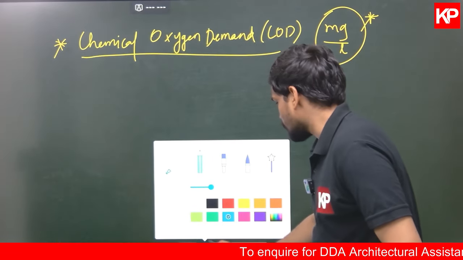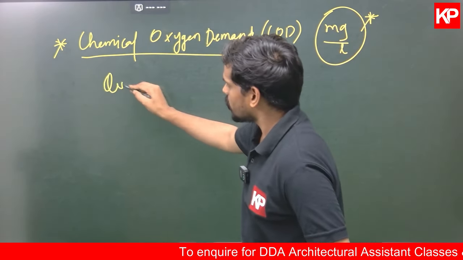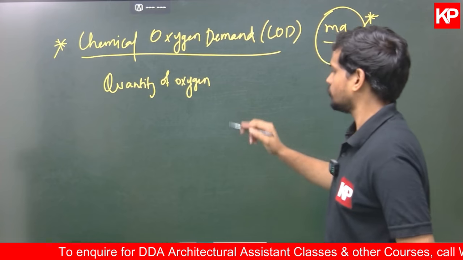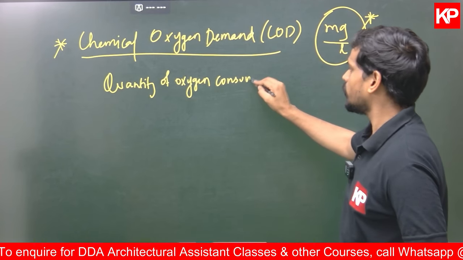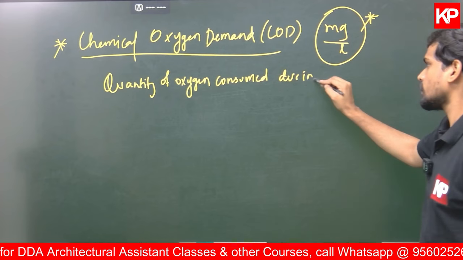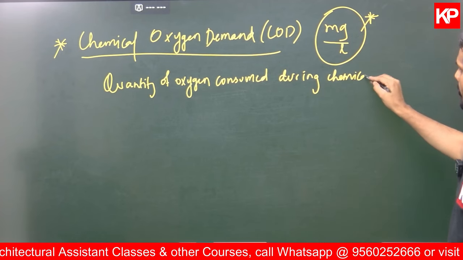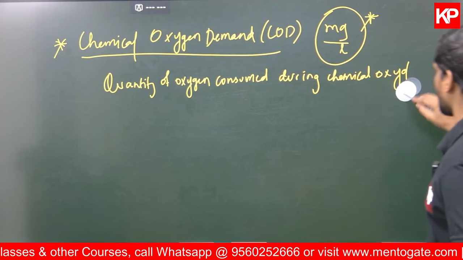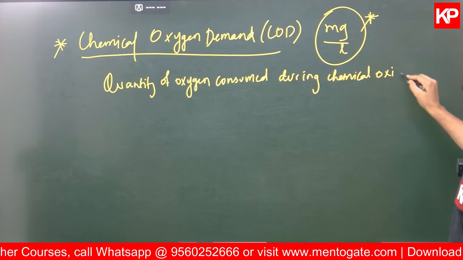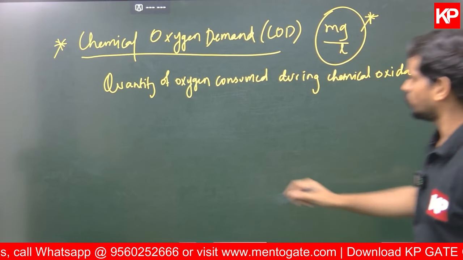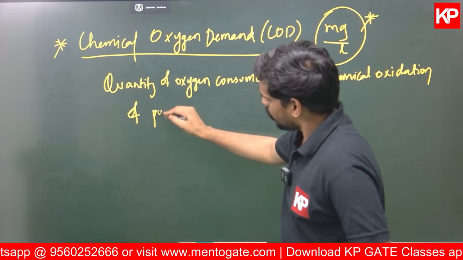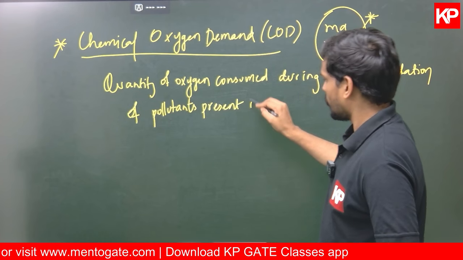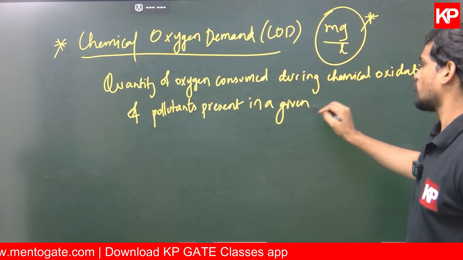So write down the definition of what is chemical oxygen demand. Quantity of oxygen consumed during chemical oxidation of pollutants present in a given wastewater sample.